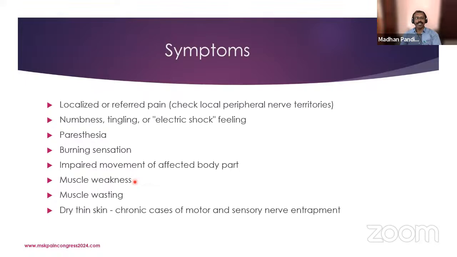So what are the symptoms? There is a localized or a referred pain. Wherever the distribution of the nerve is, there is always some tingling or referred pain-like sensation. There will be a paresthesia, a burning sensation, and impaired movement can be there if it is a long-standing pain.